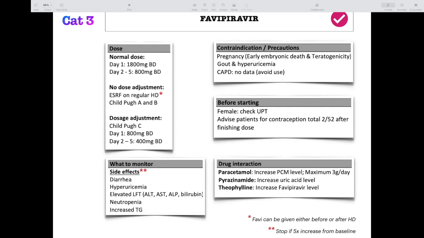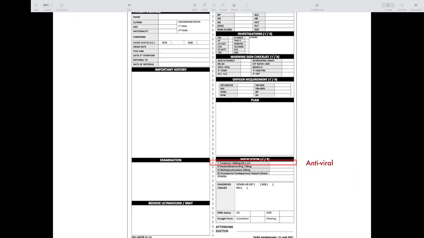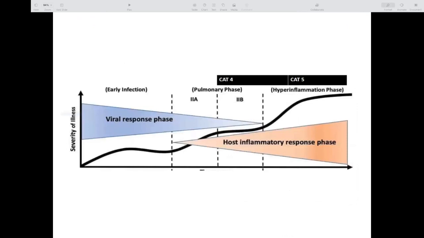So favipiravir can be given either before or after HD, and we must know that we must stop favipiravir if there is increase of LFT 5 times above the baseline. So these are our antiviral documentation in our ED clocking sheet. So next, we will go into Cat4 and Cat5 patient.